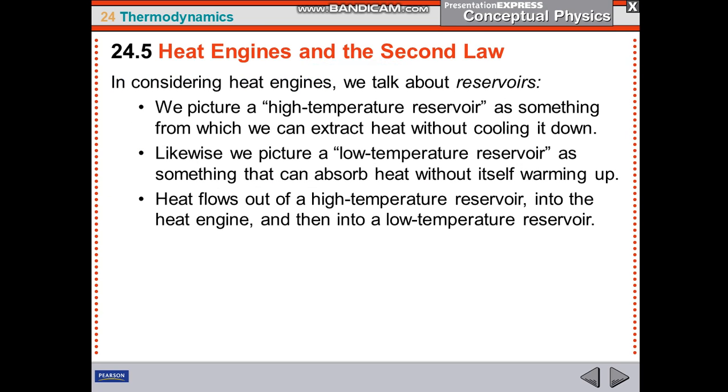When we talk about heat engines, we have to also talk about reservoirs. We picture a high temperature reservoir as something from which we can extract heat without cooling it down. Likewise, we picture a low temperature reservoir as something that can absorb heat without itself warming up. Heat flows out of a high temperature reservoir into the heat engine and then into a low temperature reservoir.